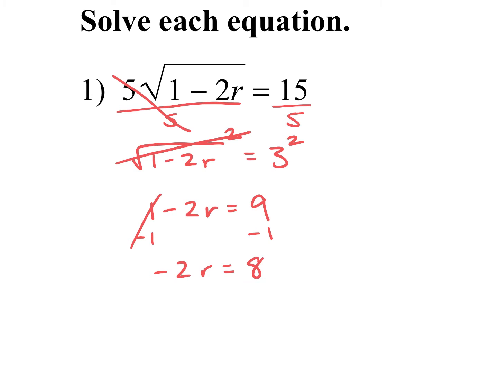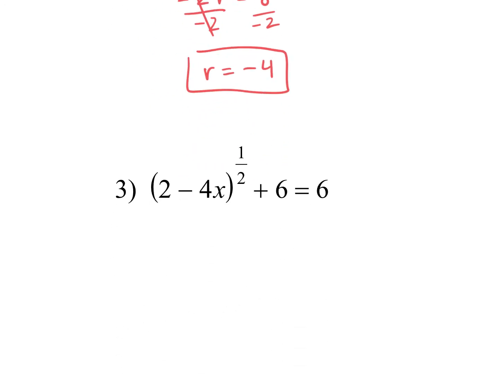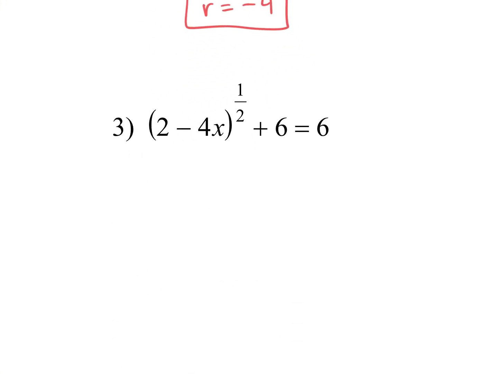And then what's the last step? Divide by negative 2. So r is equal to negative 4. Perfect. All right, let's look at number 3. What do I need to do first for number 3?